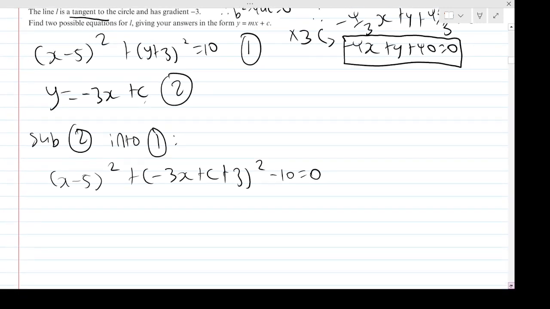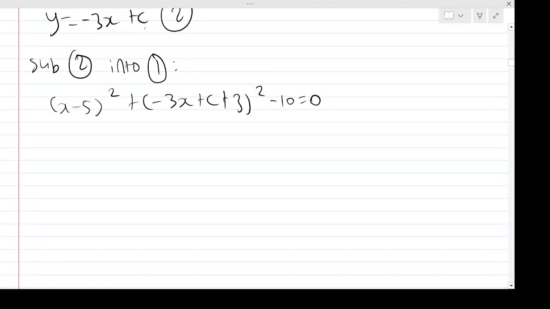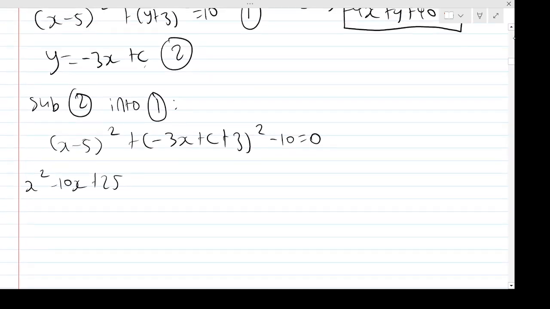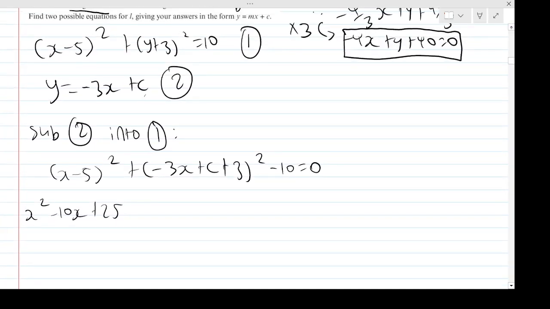Okay. So then I'll just need to expand these brackets. So I'll get x squared minus 5x minus 5x is minus 10x. And then minus 5 squared is plus 25. And then I need to expand this. Because that's quite a more complex bracket, I'll do it somewhere aside. So let's do it up here.